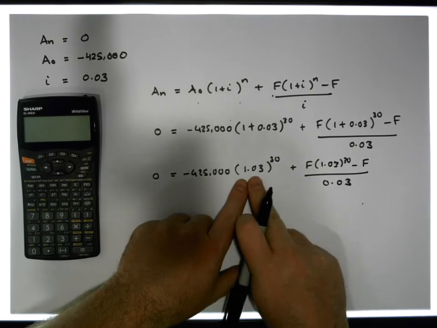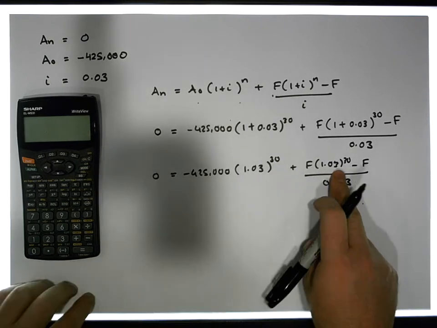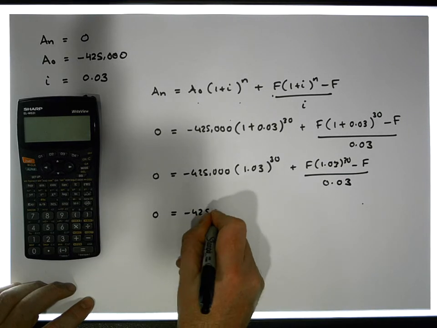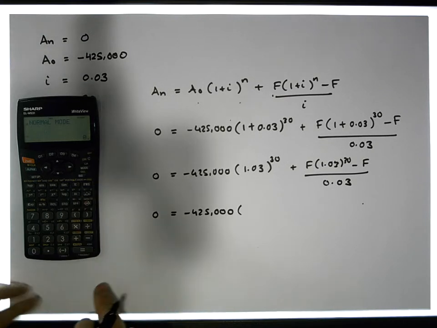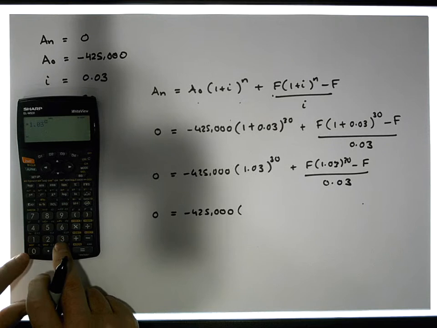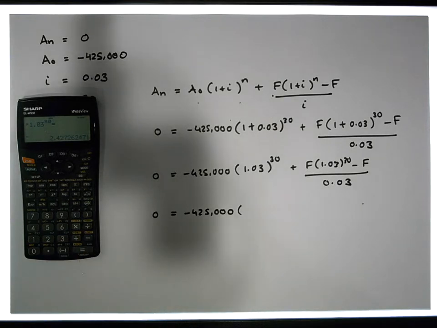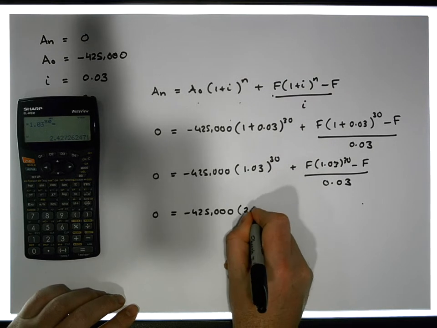Let's do this factor here, this 1.03 raised to the power of 30, because it occurs twice. So this becomes 0 is equal to minus 425,000 euros times, well, what's 1.03 raised to the power of 30? Let's try that. 1.03 raised to the power of 30 is a value that's 2.427. Rounded to 2 decimal places, this is approximately 2.43.